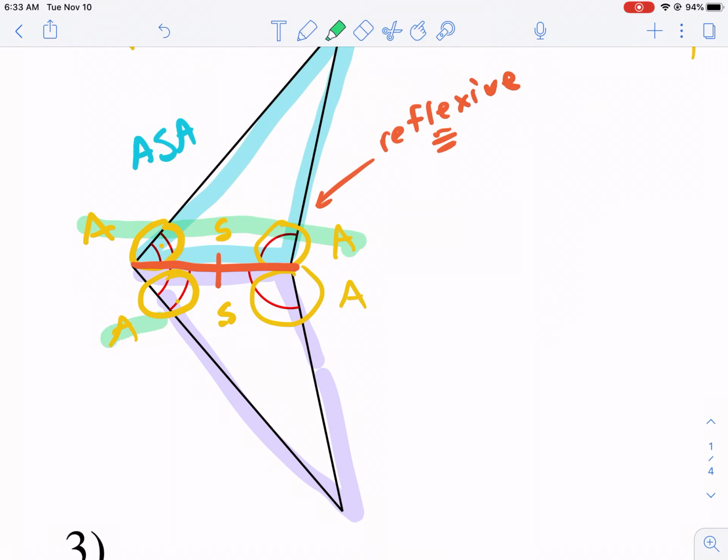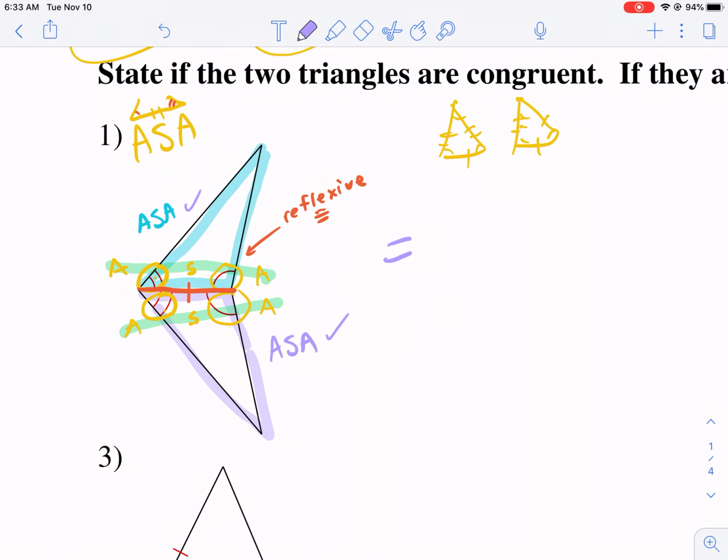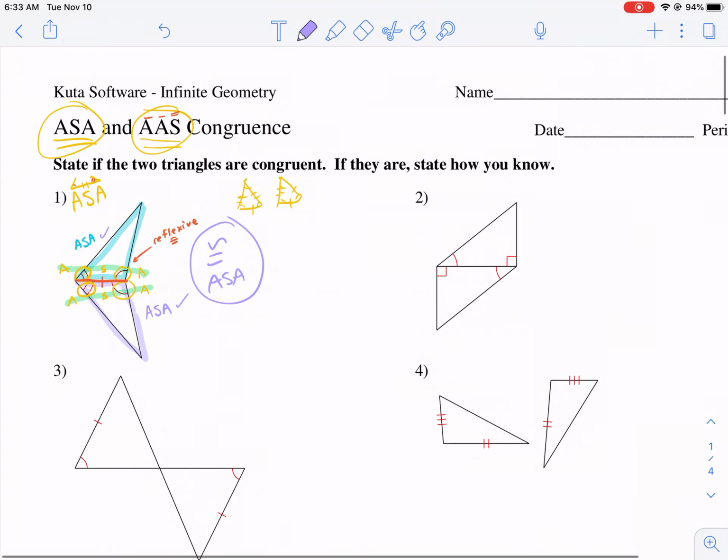Here we have an angle, a side, and an angle. Again, we went clockwise for this one, counterclockwise for the blue. But either way, we get ASA. They match, ding, ding. So guess what? This is congruent because of angle, side, angle. And we're done. Okay, let's do another one.